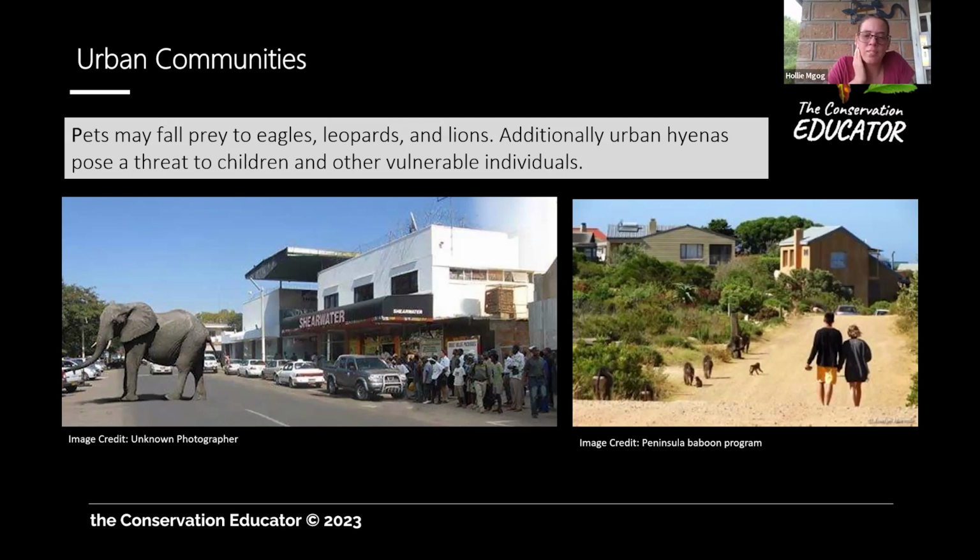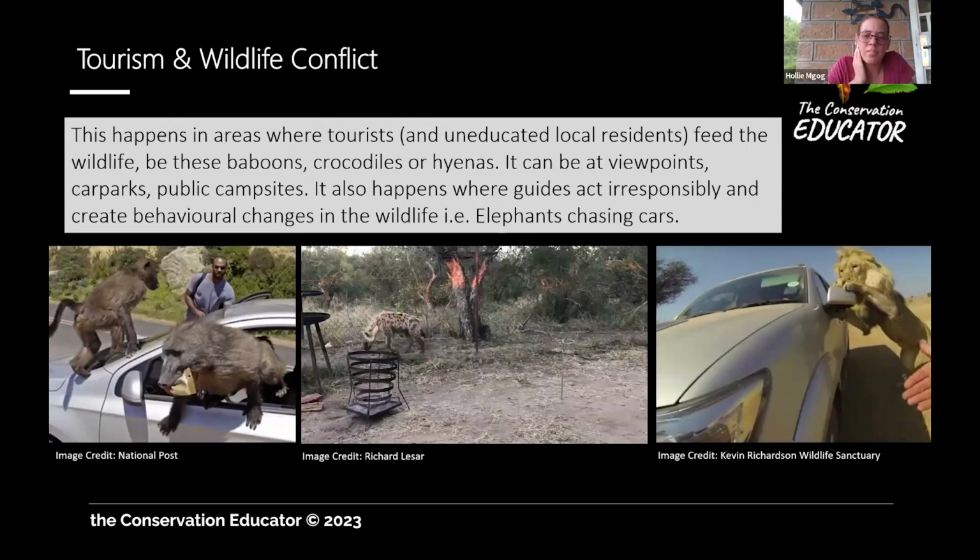All right, so what about tourism and wildlife conflict? Well, this happens in areas where tourists and uneducated local residents feed the wildlife, and you'll see it. People feeding the baboons, the crocodiles, or the hyenas. Those are the most common. You can have it at viewpoints, car parks, public campsites. And it happens also when guides act irresponsibly and they create behavioral changes in the wildlife.